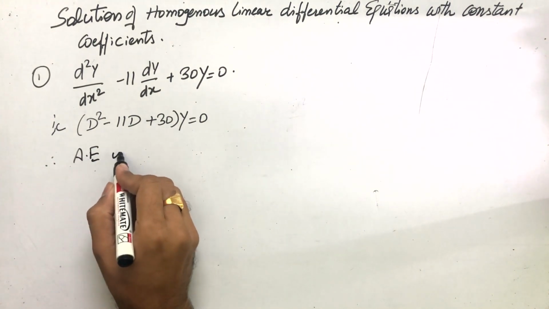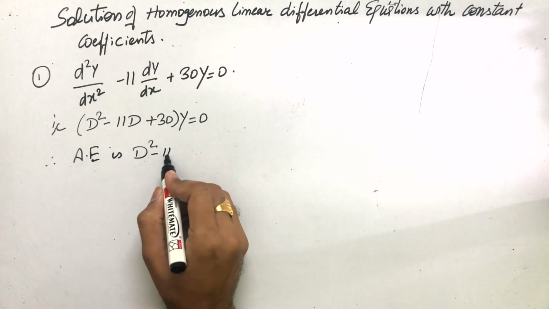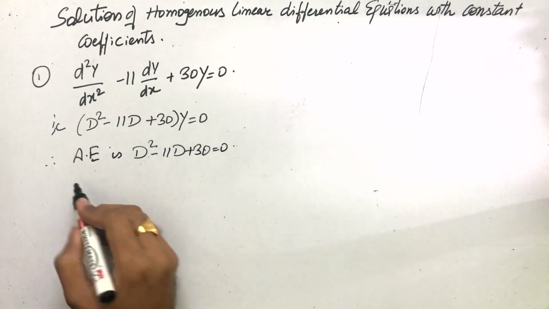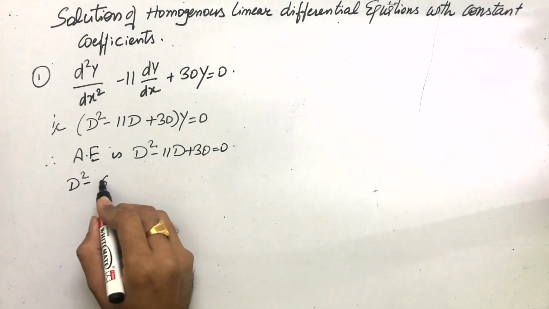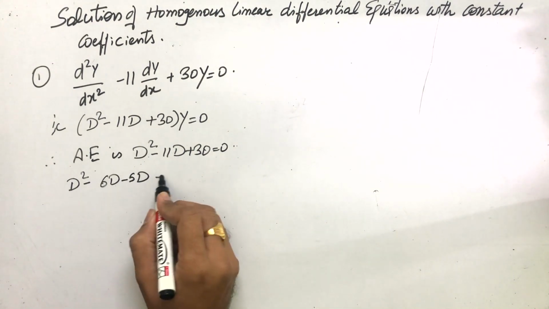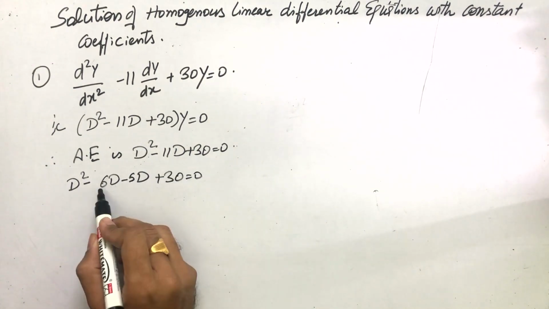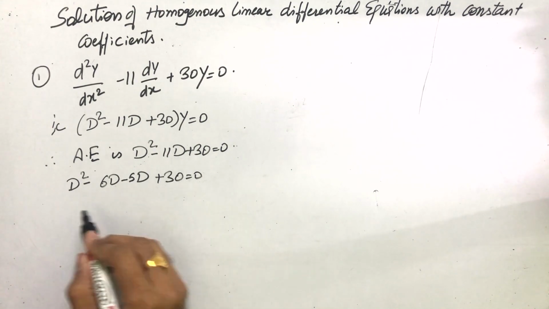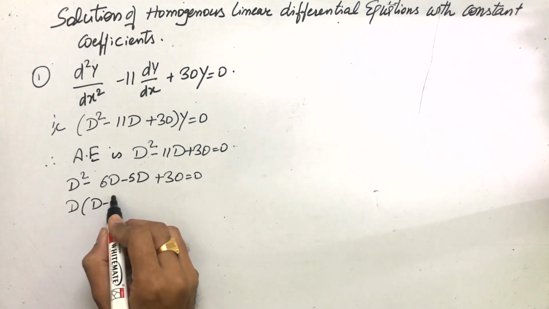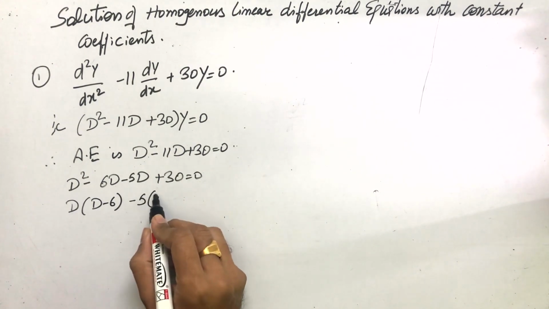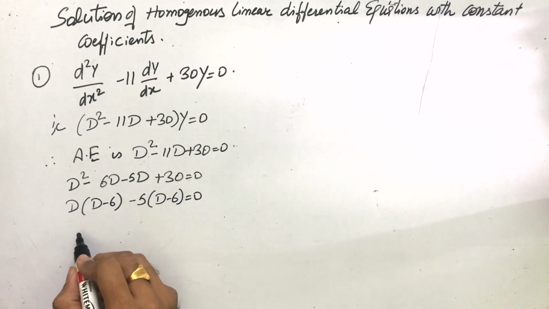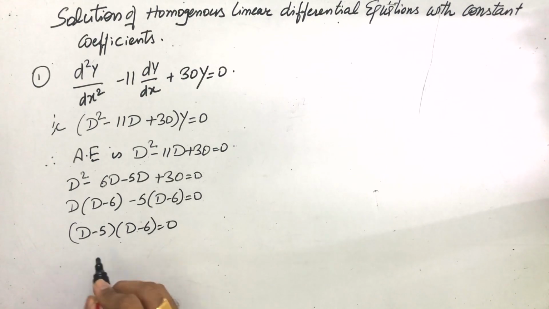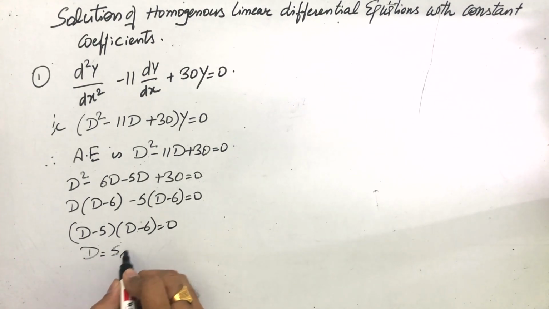Now we solve the auxiliary equation. The auxiliary equation is capital D square minus 11D plus 30 is equal to 0. Very easily we can factorize this: minus 6D minus 5D plus 30. If you add these, it is minus 11D, and when you multiply these, it is plus 30D square. So taking D common here, D minus 6, and minus 5 common here, D minus 6, which may further be written as D minus 5 into D minus 6 is equal to 0, and the roots are 5 and 6.